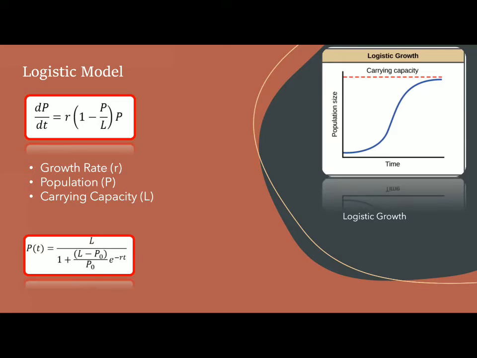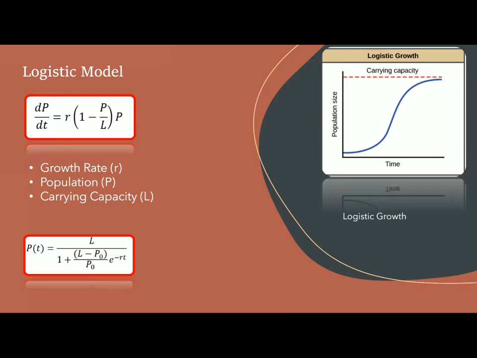In the top left, in the first equation, we can see that this logistic model can be represented mathematically with the change in P over T is equal to the growth rate times 1 minus the population over the carrying capacity times the population. Now, something important to note here is that this relationship, unlike the exponential, is dependent on multiple variables, including the growth rate, the population, as well as the carrying capacity.